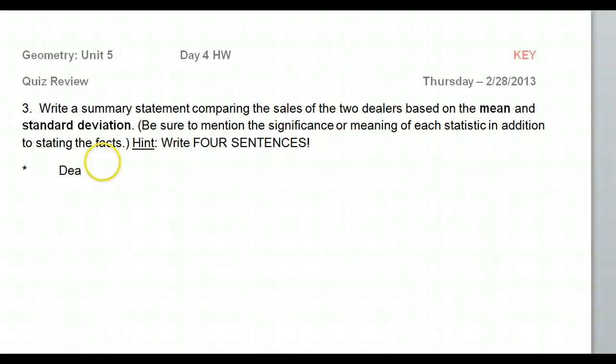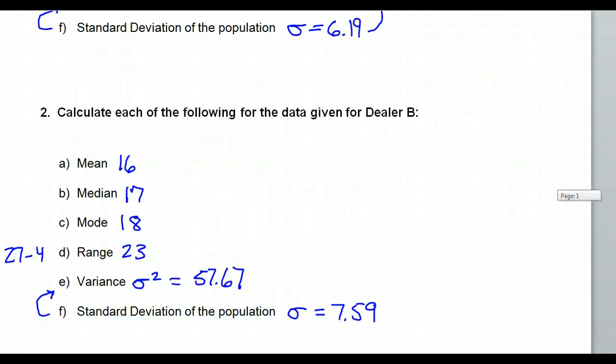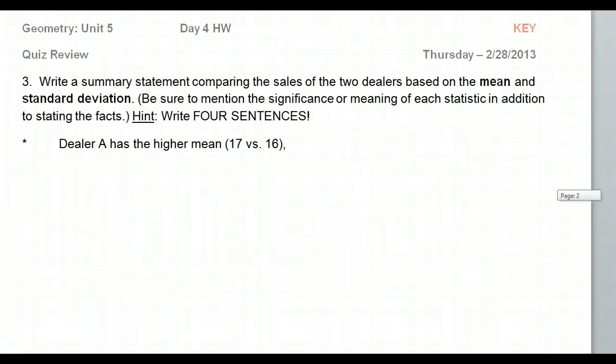So, dealer A has the higher mean. Okay, 17 versus 16. Okay, yep, dealer A has higher mean. So there I've just stated the facts. In the next sentence, you will tell me what that means. So this means that dealer A usually sells more cars.